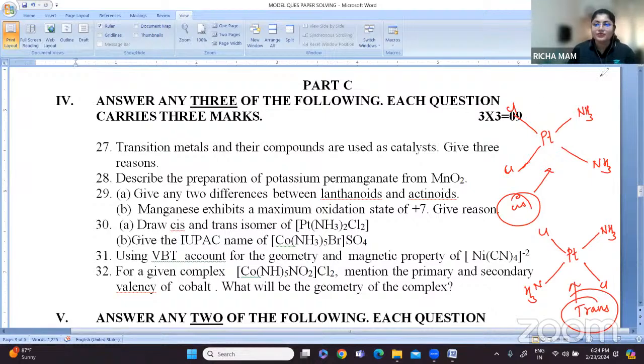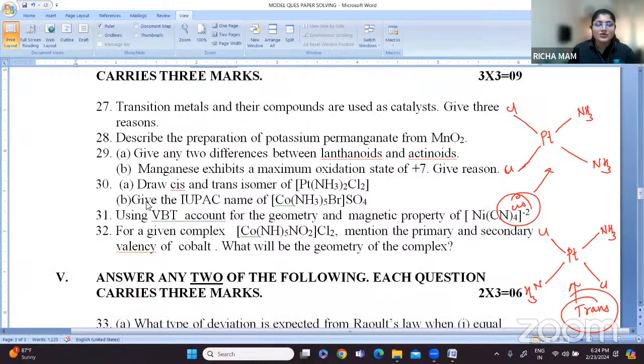This is a 2 marks question, so for each structure you will get 1 mark. This is the cis form, where the ligands are on the adjacent side of the central metal atom. When the ligands are on either side, opposite to each other, it is trans. For each structure you will get 1 mark, so this is a 2 mark question.